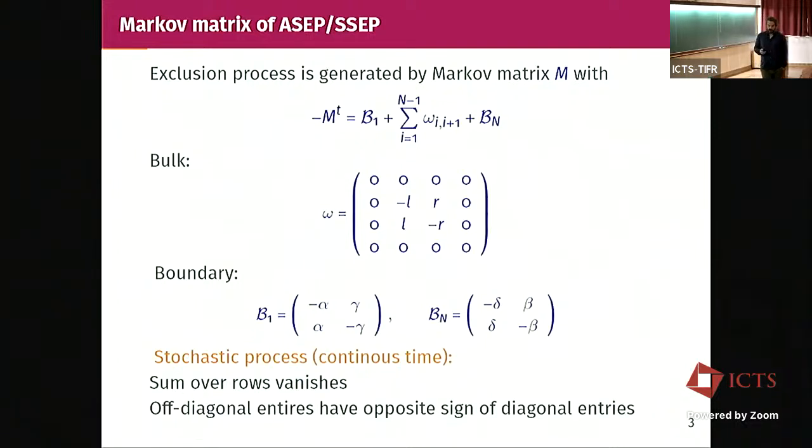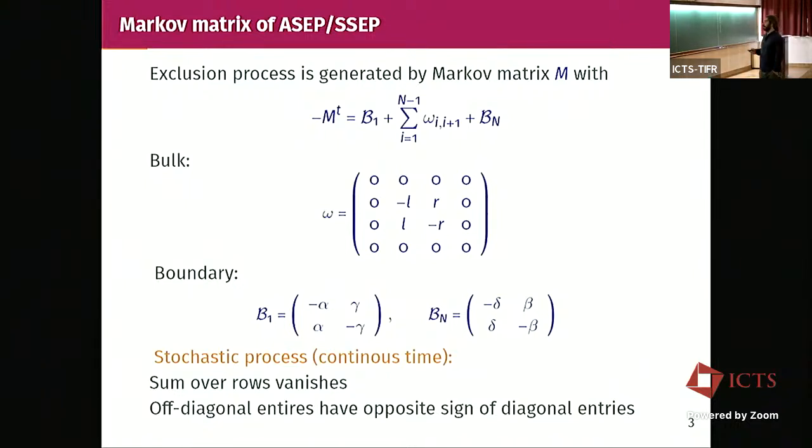Right. So how to describe this process? It's described by a Markov matrix M, which is the following. We have a nearest neighbor interaction, W, or omega. And then there are the boundary terms, B1 and Bn, that are responsible for these reservoirs. We see here that B1 contains alpha, gamma, and Bn contains delta, beta. And the nearest neighbor hopping comes from this 4x4 matrix that has L and R inside.